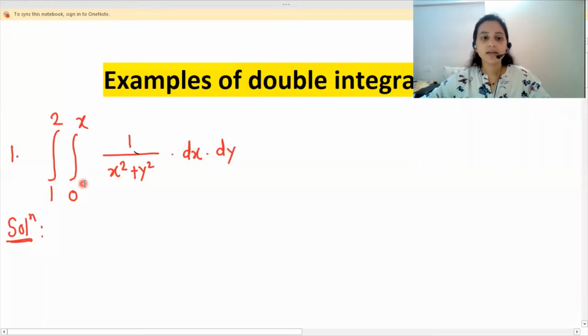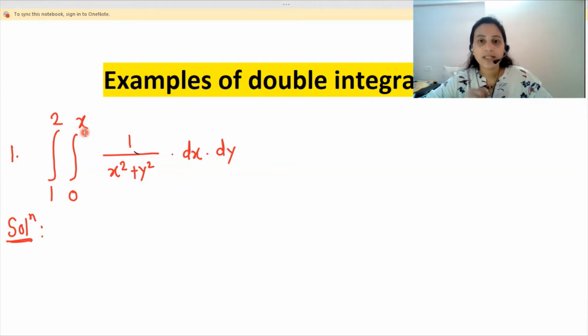Now as you can see here, the limits of the inner integral are 0 to x. And in the last session we studied that if the limits of the inner integral are in terms of x, then first we are going to integrate with respect to y, and then with respect to x. So what is the order of this example? First we integrate with respect to y and then with respect to x. Okay, now let's start.